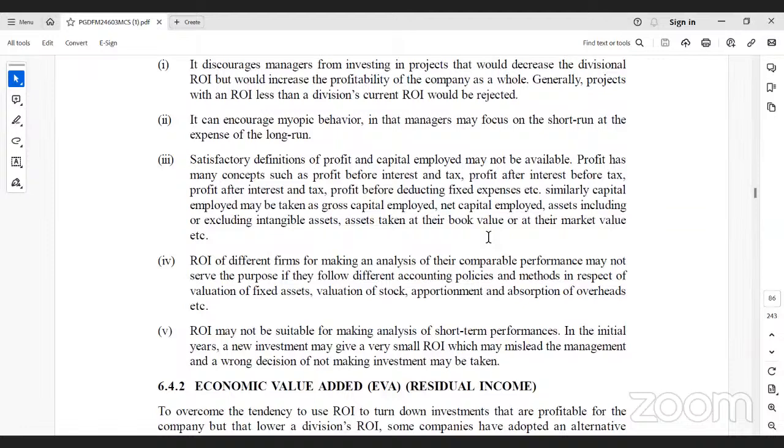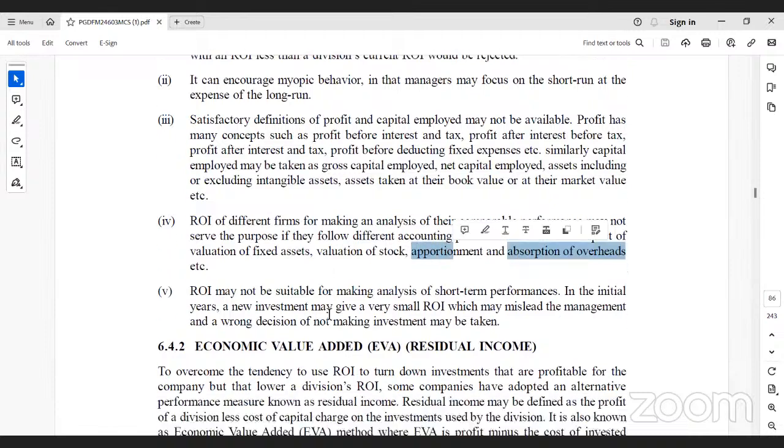See, the valuation of fixed assets also: the firms can follow various kinds of accounting policies. Either they can go for the fixed installment method or the written down value method, and for the valuation of stock, the firm can go for the LIFO method, weighted average method. There are various kinds of methods for the department-wise allocation of cost also; the firm can follow different methods.